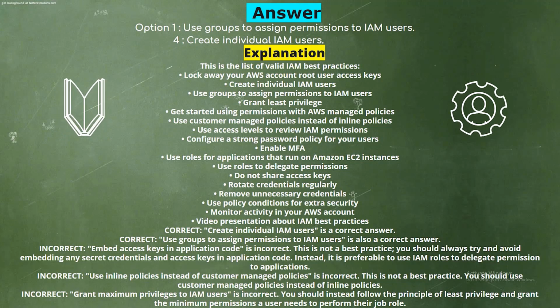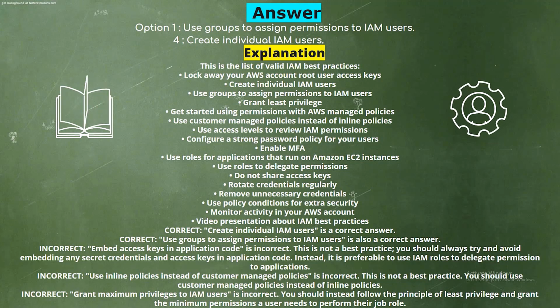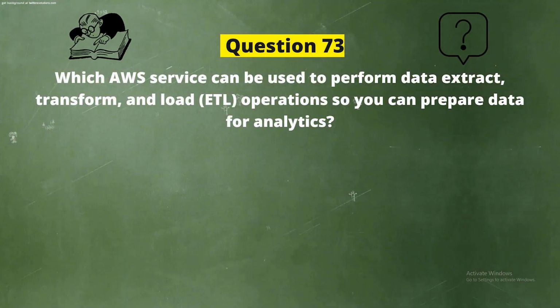Incorrect. Use inline policies instead of customer-managed policies is incorrect. This is not a best practice. You should use customer-managed policies instead of inline policies. Incorrect. Grant maximum privileges to IAM users is incorrect. You should instead follow the principle of least privilege and grant the minimum permissions a user needs to perform their job role.